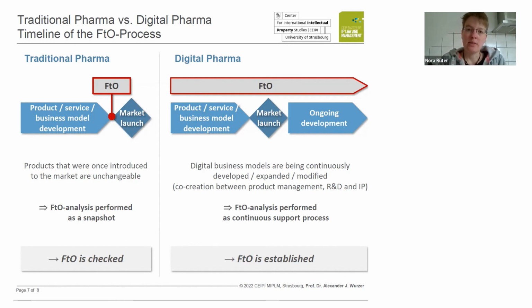This is the difference in the digital pharma. In this case, the FTO analysis is performed as a continuous support process. As you can see at the top, there is a product, service, and business model development also on the left side, but then there's a market launch, and there's an ongoing development. There are still improvements, and the digital business models are being continuously developed, expanded, or modified in case it is needed. There's a co-creation between the product management, the R&D department, and also the IP. And the FTO process is over the whole time.